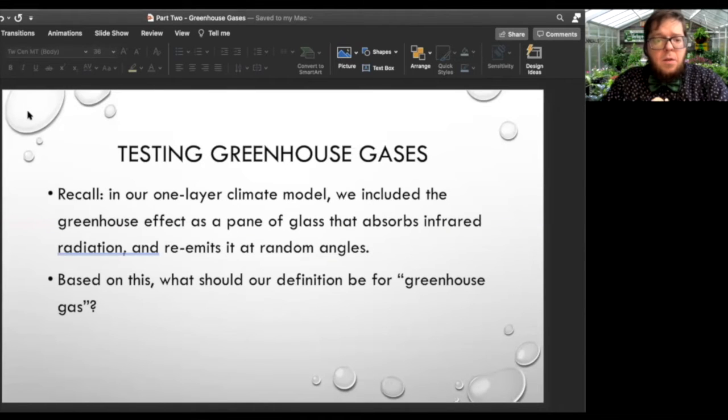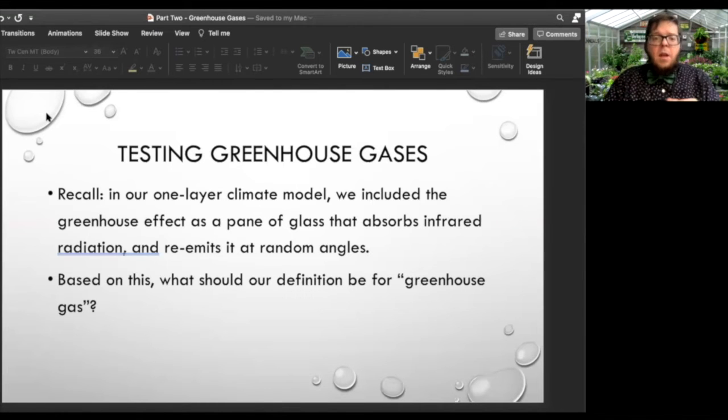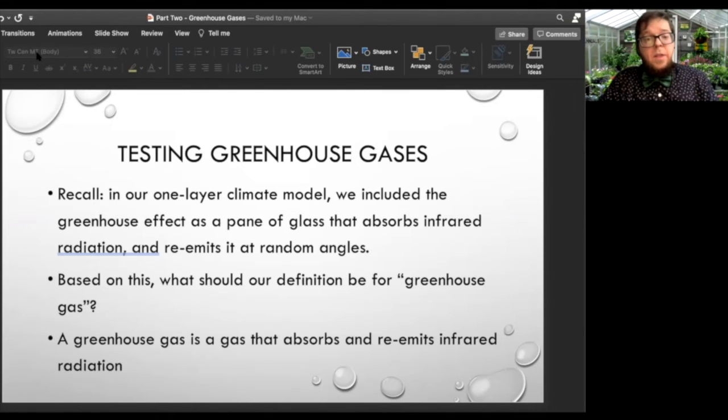Recall, in our climate model with the one-layer pane of glass, we included the greenhouse effect as a pane of glass that absorbed infrared radiation and re-emitted it at random angles so that effectively half of it went up out into space and the other half went back down to the Earth. And even though this model wasn't perfect, it suggests a definition for greenhouse gas: a greenhouse gas is a gas that absorbs and re-emits infrared radiation.